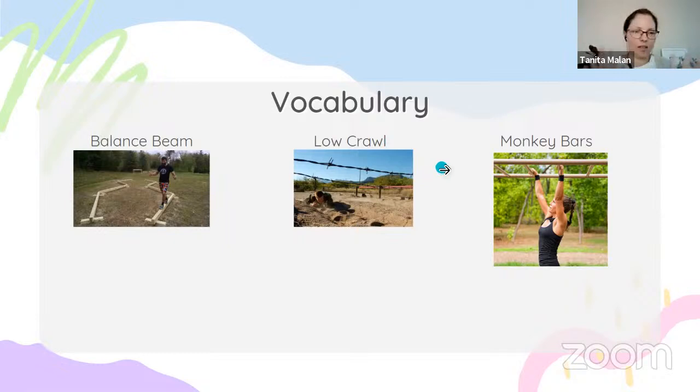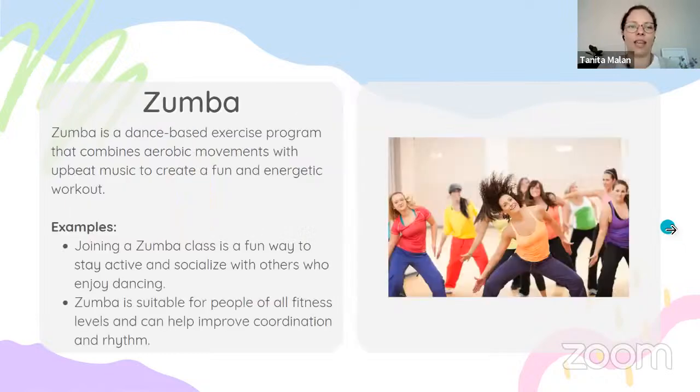There are lots of other things like slides or jumps into water. There are lots of other kinds of things that you will see, but I just wanted to go over a few. So balance beam, a low crawl, and monkey bars are common when it comes to OCR.